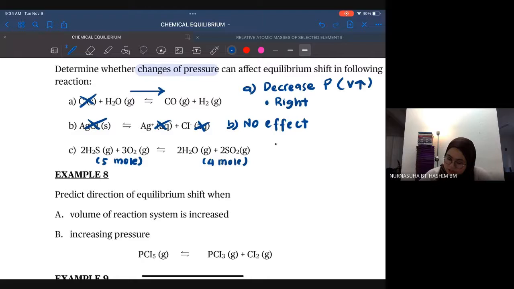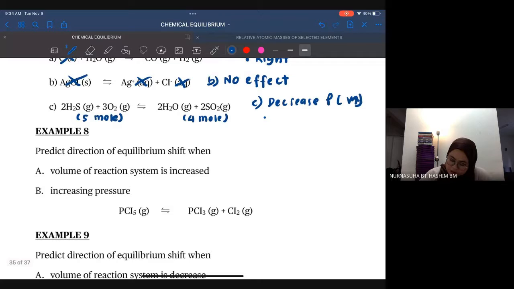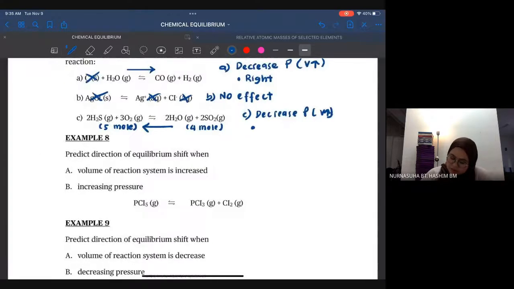So untuk C ni, if we decrease pressure by increasing the volume, so reaction will shift towards greater number of mole, which is 5 mole lah. So dia akan shift to the left. So untuk case ni, you tak boleh hafal lah ke kiri ke kanan. You kena tengok yang mana mole yang tinggi. Okay, so do this on your own.